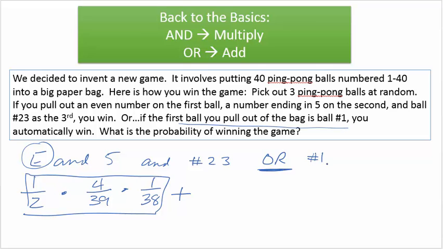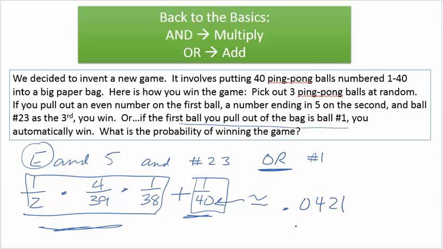And how many ways can you pull out a number 1 on the first try? There's only 1 out of 40 ways to do that. Remember, either this is going to happen over here or this is going to happen here. That's why we're going to add it. And this number is a 40 because it's like starting the experiment over again. Well, I already did the math ahead of time because I knew we were going to run short on time. That gives us about 0.0421. So there's a 4.2% chance of winning that game.